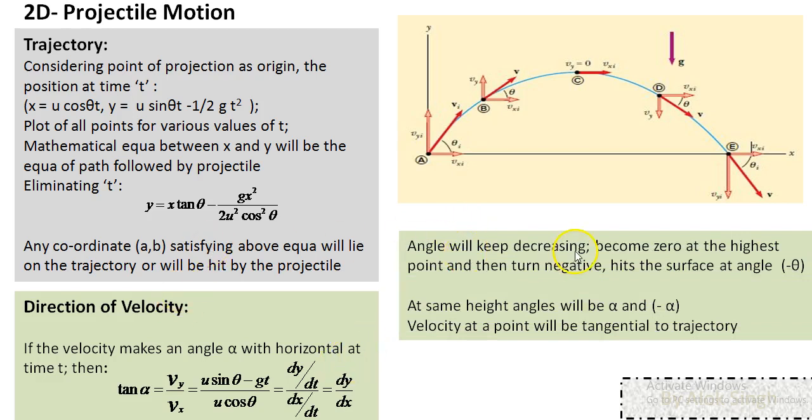So we have seen the angle will keep on decreasing, become 0 at the highest point, then turn negative, and hit the surface at the same angle minus theta. Also, if we pick up 2 points at the same y coordinate, we know from one-dimensional motion that at the same height the velocities are equal in magnitude but opposite in direction. So for 2 points at the same height, Vx is the same, and the Vy magnitudes are equal but opposite in direction. Hence, at the same height, the angles made by the velocity with the horizontal are equal and opposite. If one is plus alpha, the other will be minus alpha.